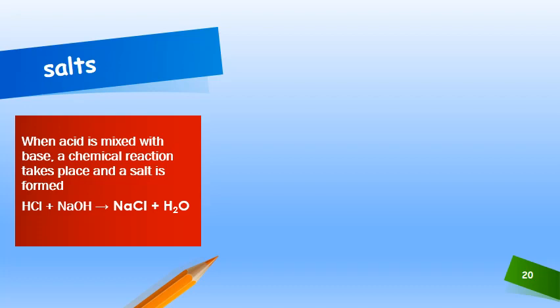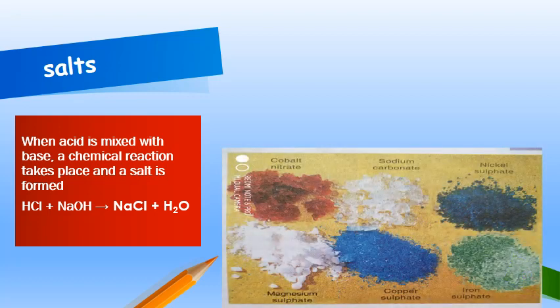For example, in the activity what we have done there, HCl is added to sodium hydroxide to form a salt, sodium chloride, NaCl, and water is formed. If you see the copper sulfate, what is the color of copper sulfate? Copper sulfate is a salt. The color of copper sulfate is blue.